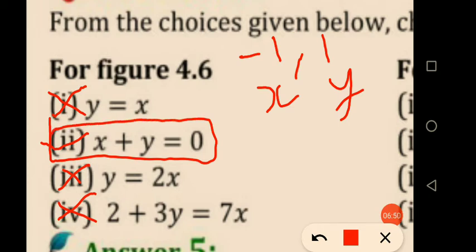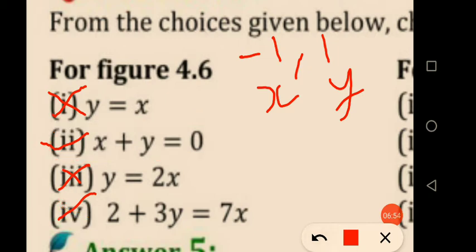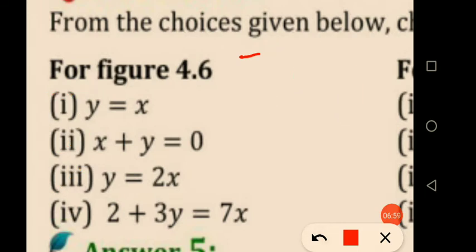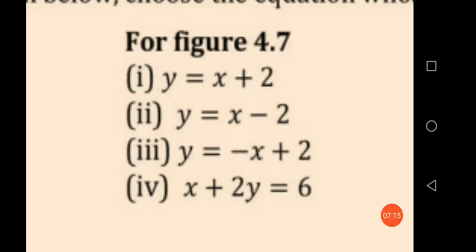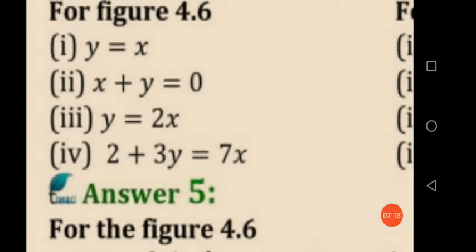In the same way, we will do for figure 4.7 also. You go to the figure, find one of the points on it, and then match it with all these 4 equations. Suppose any point matches with 2 equations, then you take another point. Here, from the first point only we come to know that the other 3 are wrong and the second is correct, so we have written the answer.